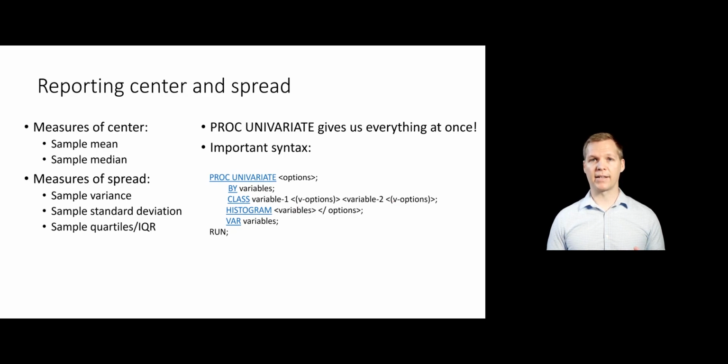Proc Univariate is kind of like, I want everything thrown at me. So you're not specifying exactly what you want, but Proc Univariate is going to give you most everything that you could ask for. Not usually the procedure you want to use, but it's a good starting point.